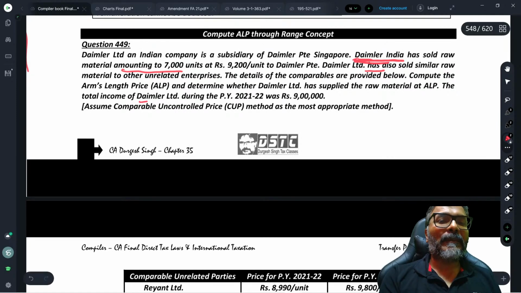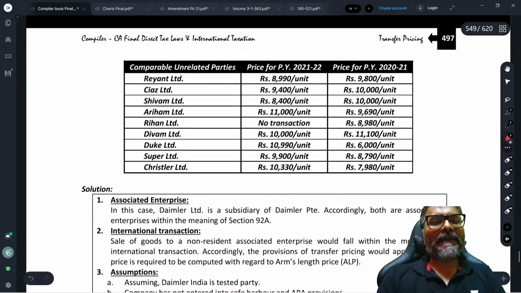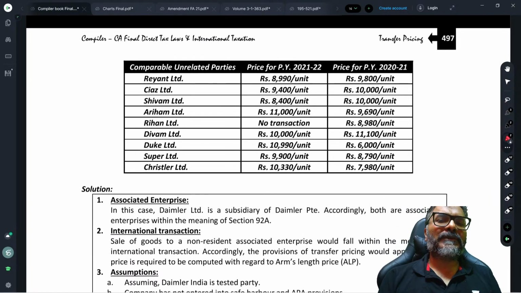The total income of Daimler Limited during the previous year 21-22 was rupees 9 lakhs. Also, what has been given to you, students, is that you have to follow the CUP method, which is the most appropriate method. Now in this case, there are 2 previous years of data given to you. So there are in all around 7 comparables in this question, and 2 previous year data sets have been given to you.